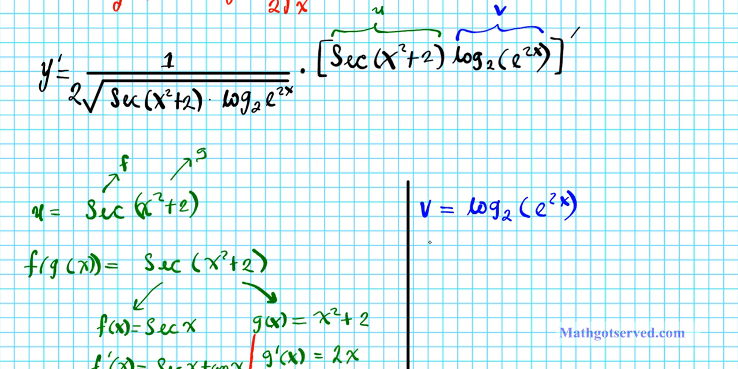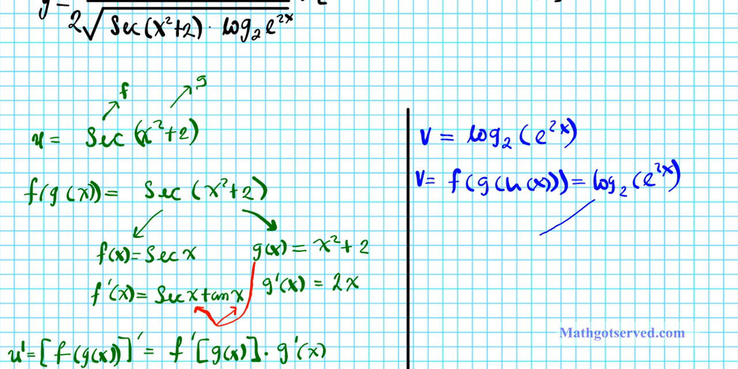Okay, so since we have three functions, we can call it v, f of g of h of x. So f of g of h of x is equal to log base 2 of e to the 2x. So let's start with the outermost function, which is a logarithmic function. So f of x is log base 2 of x. And then the inner function, g of h of x, is e to the 2x.